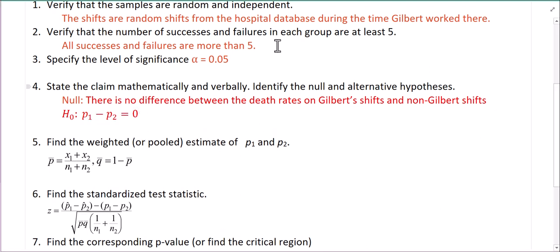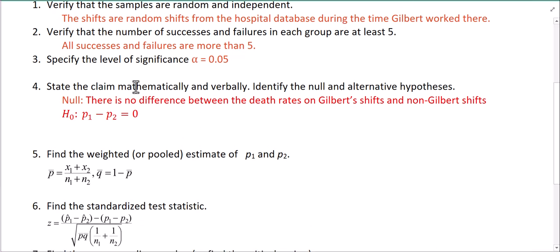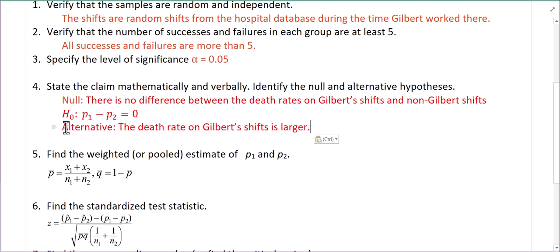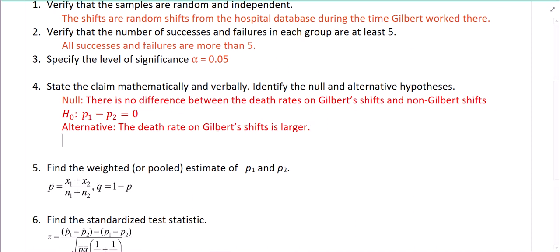So what about the alternative hypothesis? We already talked about the alternative, that the proportion of deaths on her shifts is larger. So we can say the death rate on Gilbert's shifts is larger. And how do we say that mathematically? This is where we bring in the greater than. And so now we can see the null hypothesis has the equality statement. Remember, the alternative always has either greater than, less than, or not equals, while the null always has some sort of equals: the equals, greater than or equal to, or less than or equal to.